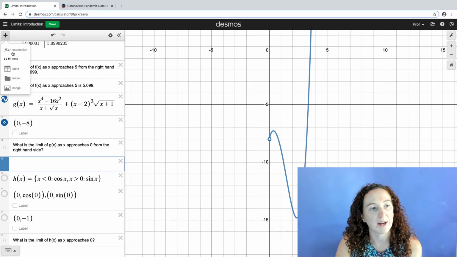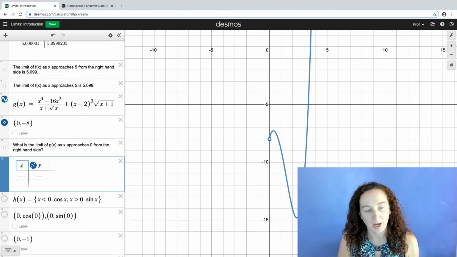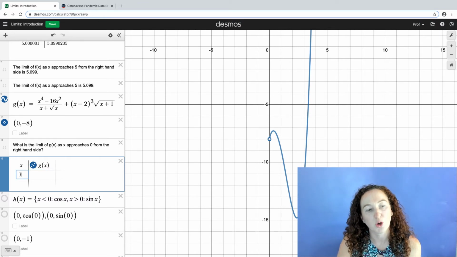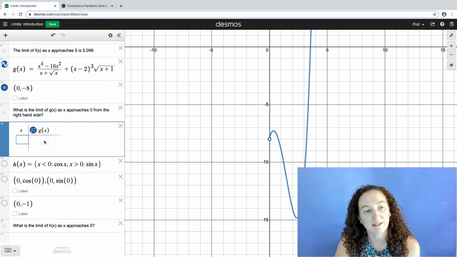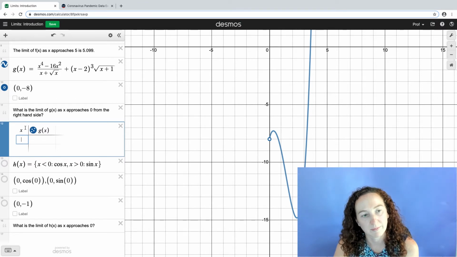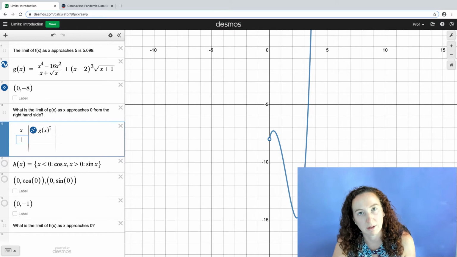I'm going to go ahead and make a table. And I'm going to make sure that in my second column, I specify that I'm looking at g of x. So when I'm doing these tables, I'm really asking, what is this doing as this goes to a certain value? As we go along in our calculus journey, we will stop using functions right here and start using other expressions. But it's always the same idea. What is this doing as this is approaching a value?